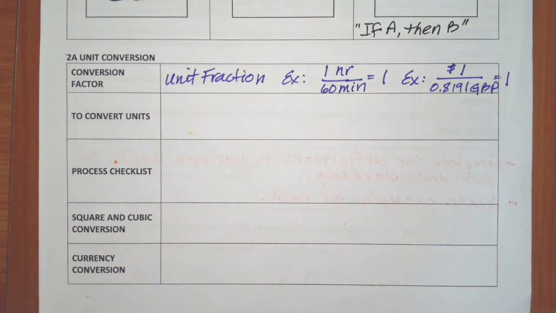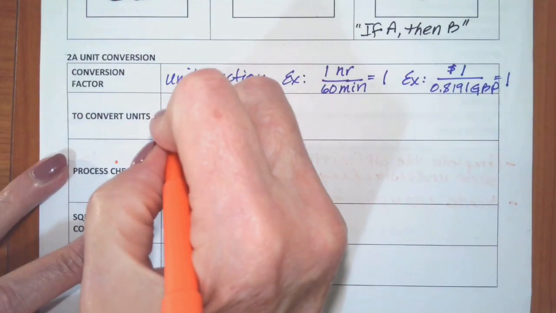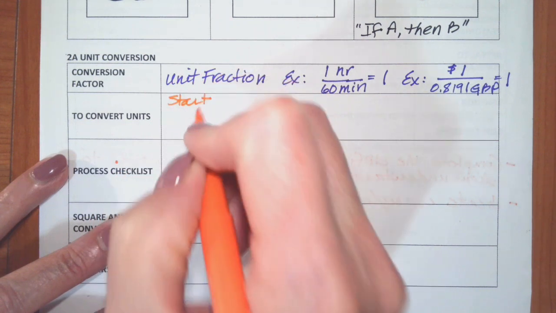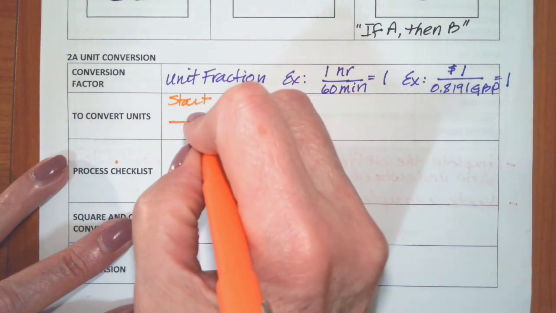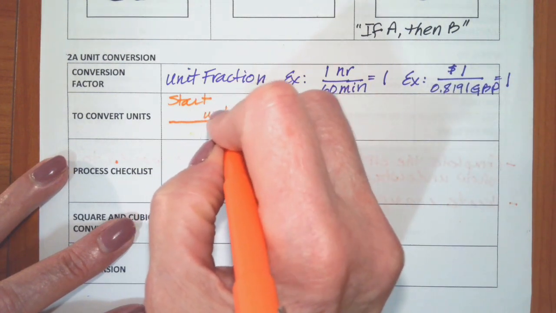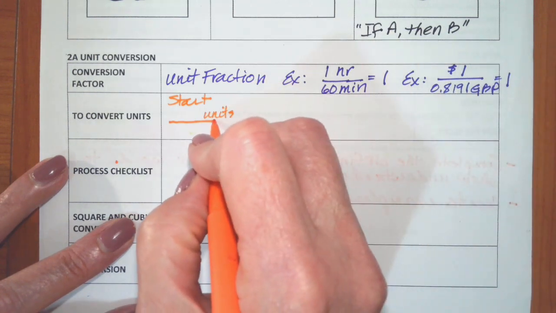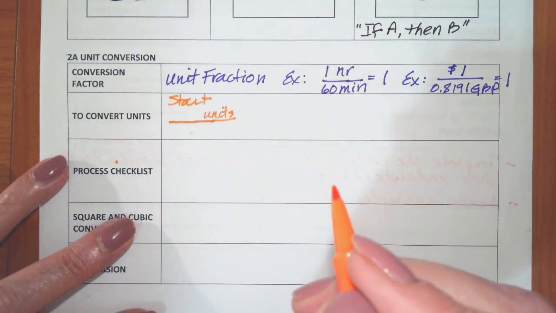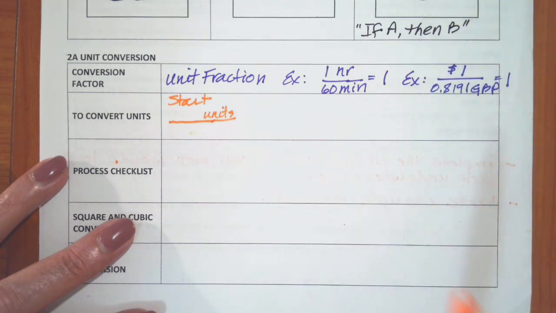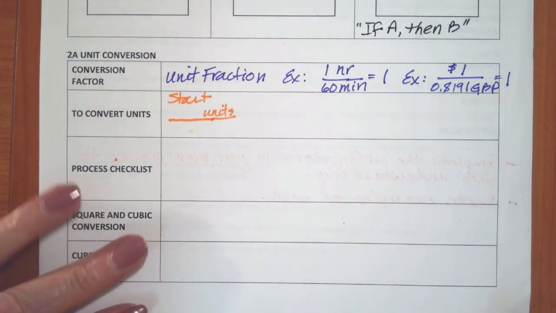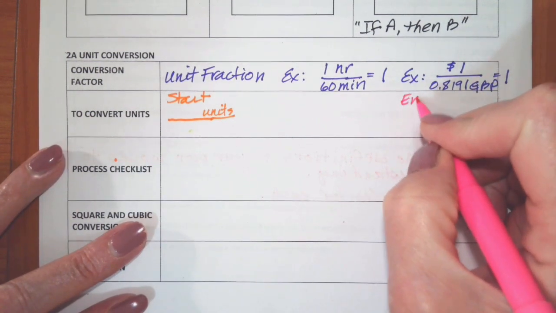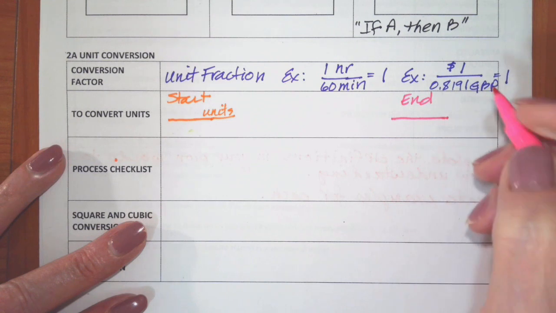Okay. So to convert units, here's what you're going to do. You're going to figure out what you're starting with. And you're always going to start with a fraction. And you're going to have some kind of units here. You may or may not have units in the denominator. Okay. And then you have to figure out, well, what do they want to know? So you are going to end with some other units.